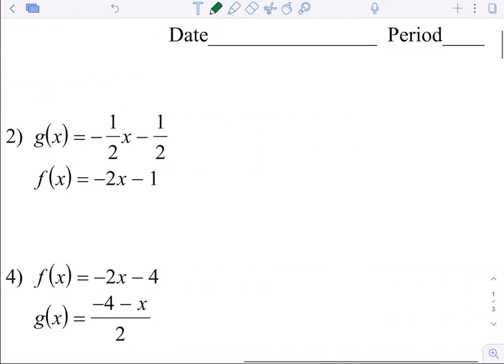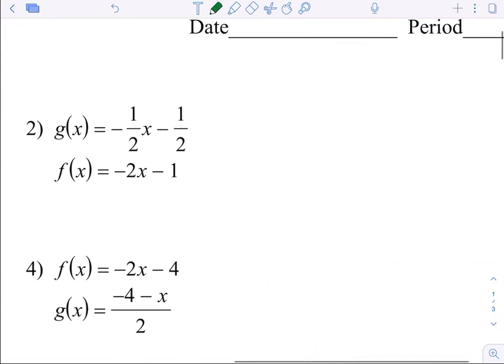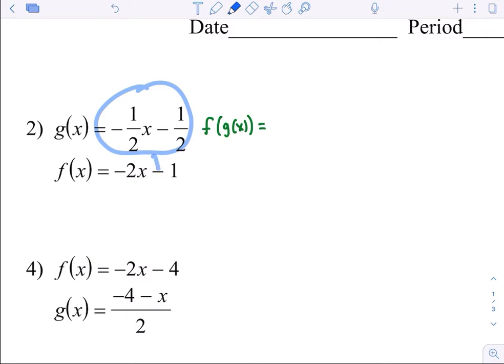Number 2. Now you could go either way, you guys, because remember, you're trying to get x. So I'm going to do f of g of x first. So that's plugging all of this in for x, right? So we're going to get -2 in parentheses, all of g of x.